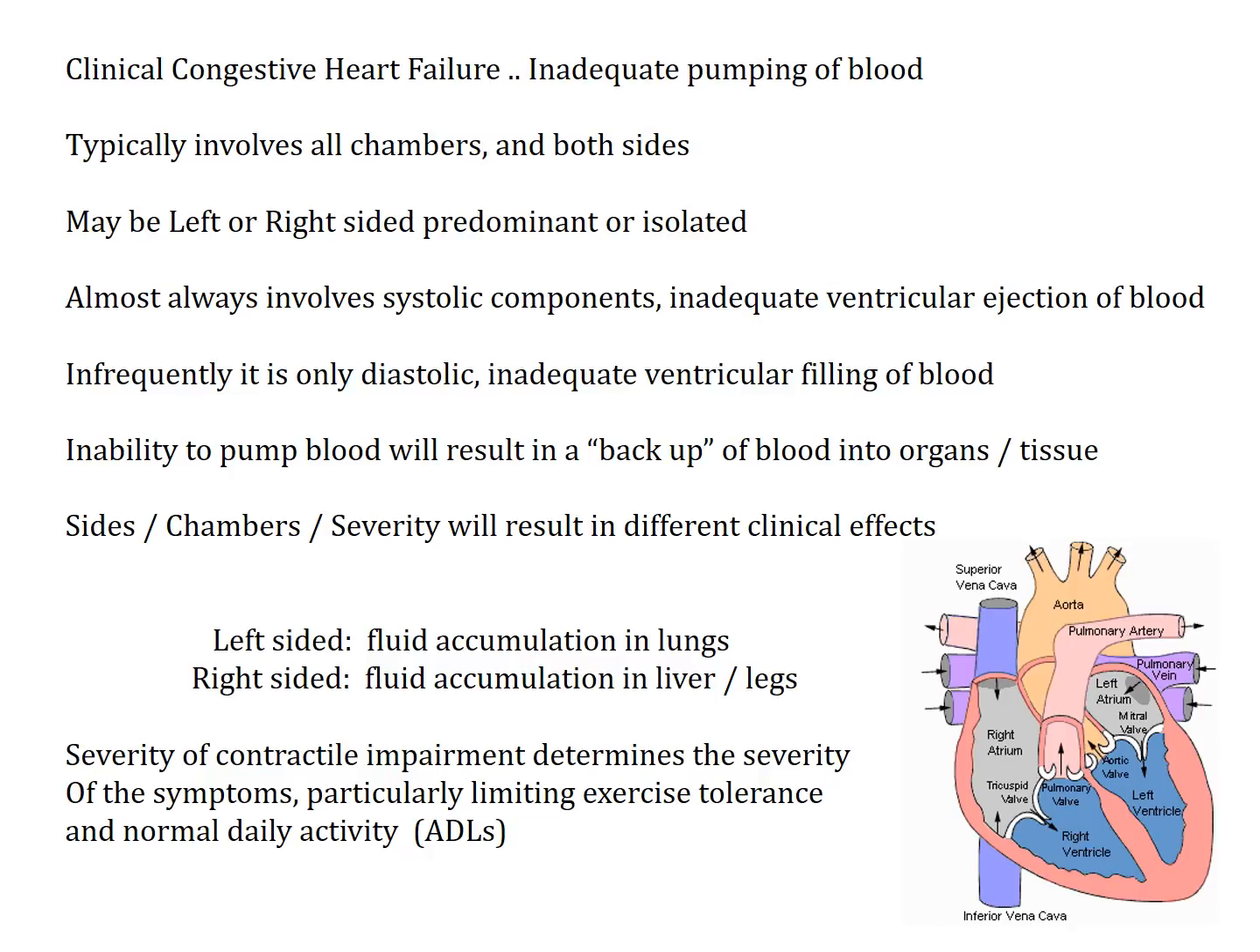When blood can't pump through the heart, then blood's going to back up. So again, a failing left heart results in fluid accumulation in the lungs, pulmonary edema, and a failing right heart leads to fluid accumulation in the body, particularly in the liver and in the legs. And the severity of the cardiac impairment determines how severe the individual's symptoms are going to be.